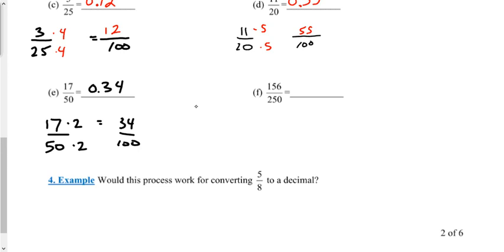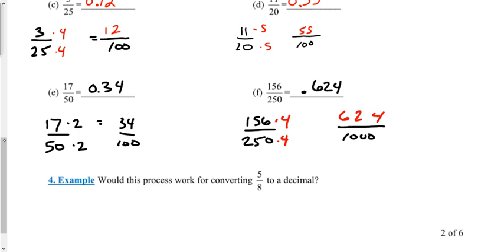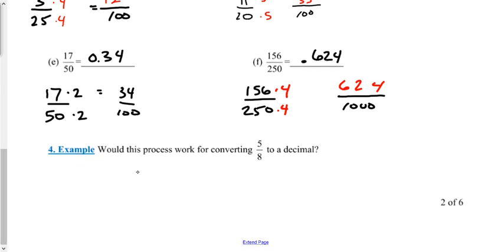All right, and the last one here, you've got to think about 250. Well, 250 will actually go into 1,000 quite well. So we're going to do that by multiplying times 4 and times 4. So if we do that, that will turn this top one into 624 thousandths. Or for our final answer, it will be 0.624.